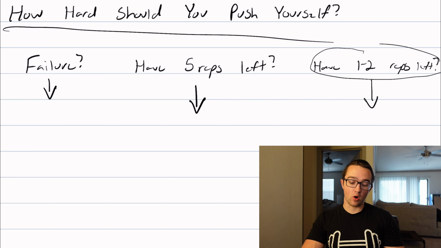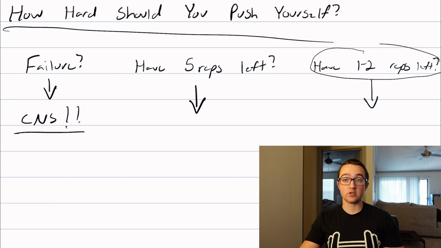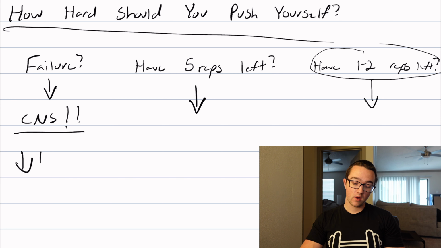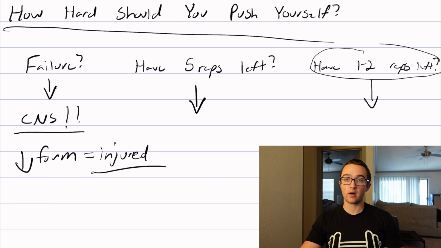If you hit failure all the time, your central nervous system is going to be like, yo, what the hell are you doing? Another thing that happens if you hit failure every single time is you are going to lose your form, and with that, you get injured. Sorry, I don't know why I just forgot how to spell, but you're going to lose your form and you're going to get injured.